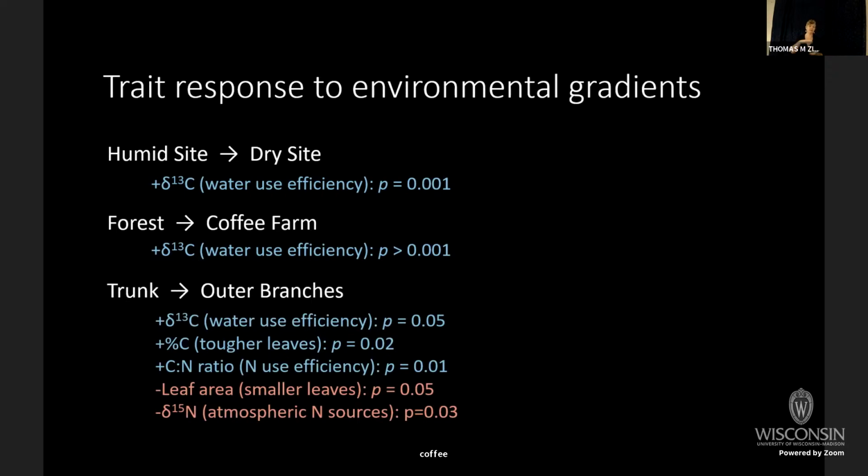And then there were even stronger trait relationships within a given tree. Moving from the trunk to the outer branches, you get increases in water use efficiency, you get plants with tougher leaves, higher nitrogen use efficiency, smaller leaves, and they're getting more of their nitrogen from atmospheric sources, from atmospheric dust or from rainfall, rather than from sources related to where most plants that are rooted in the ground are getting their nutrients.